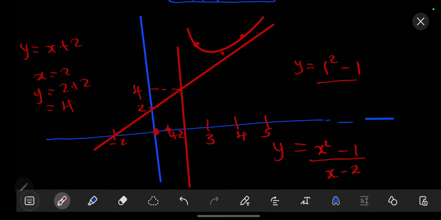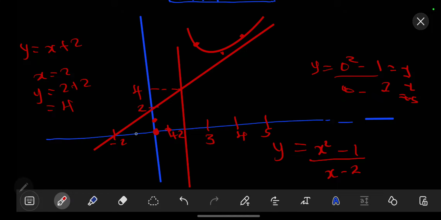Let me try to use a 0. If I use a 0, I'll have y should be equal to 0 squared minus 1 over 0 minus 2, which will be equal to negative 1 over negative 2, which is equal to 0.5, which is positive. So this is 0.5, a point that is here.